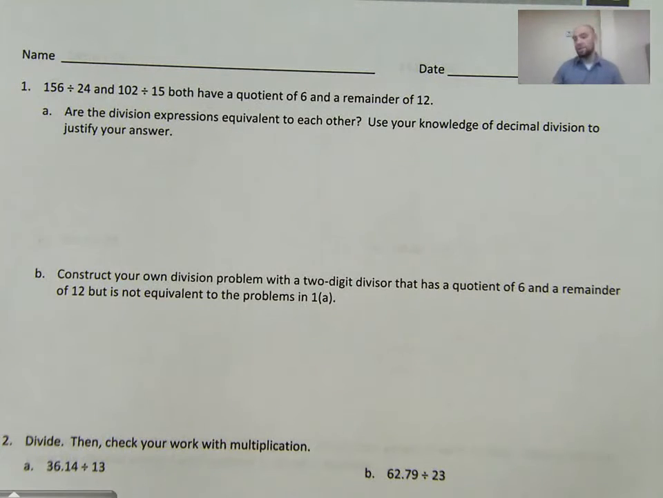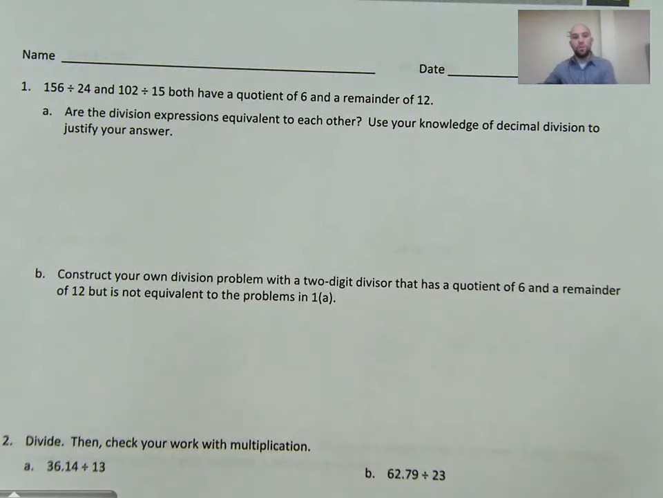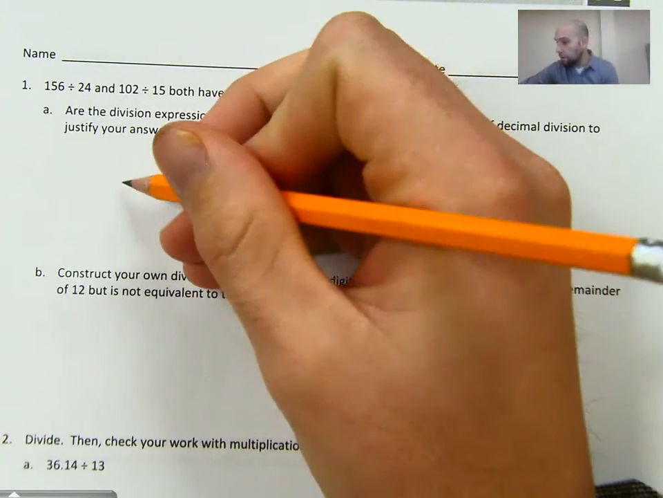And I just kind of gave it away. They're not going to be equivalent to each other, because if we're splitting 156 into 24 groups, having 12 left over is a different part of the whole than when we split 102 of something into 15 groups. That 12 left over is not going to be the same part of the whole. So just to check that reasoning, we'll divide both of those, and instead of using a remainder, we will use a decimal answer for our decimal quotient.